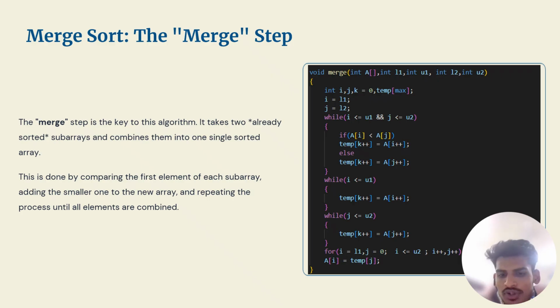And after that, we are using a for loop from i equals to start index and j equals to 0 and i less than or equal to n, with i plus plus and j plus plus. This loop copies the merged elements from the temporary array back into the original array, starting from l1 and going up to the end index. Each element from the temporary array is placed back into the main array in sorted order.